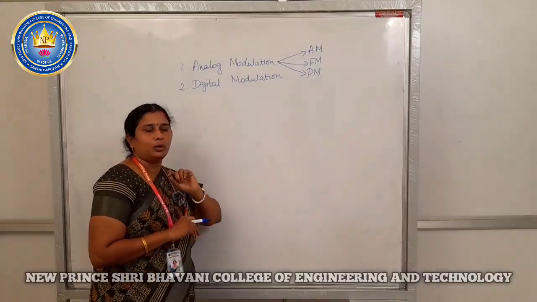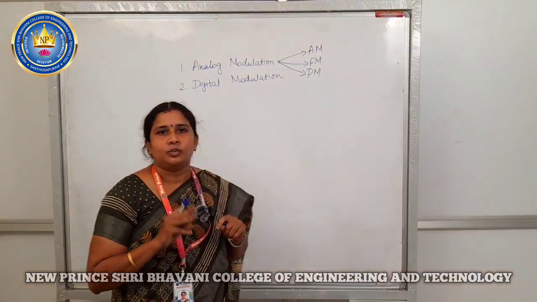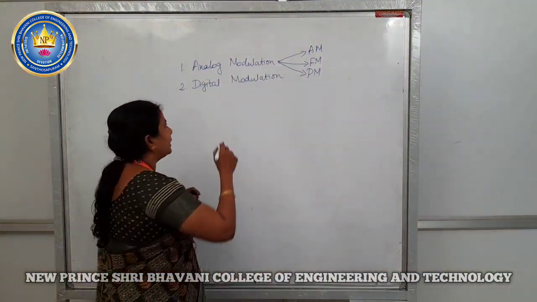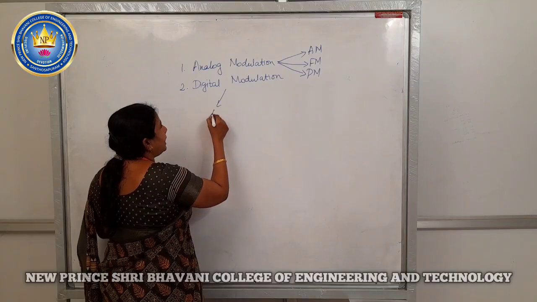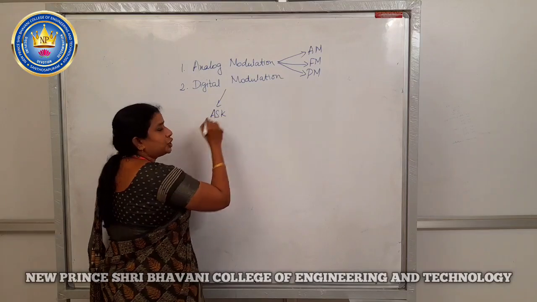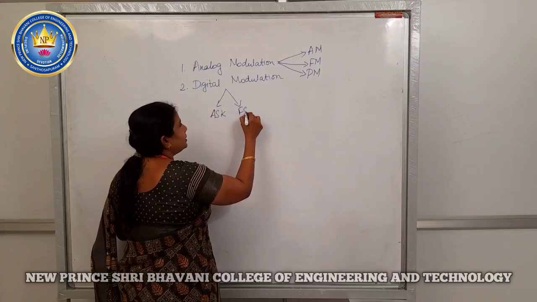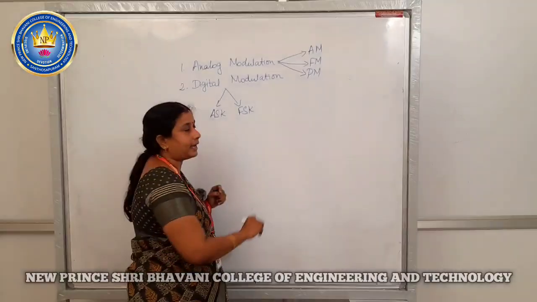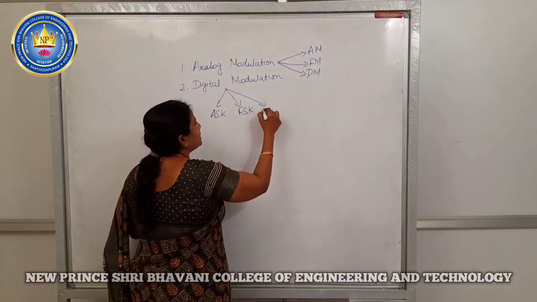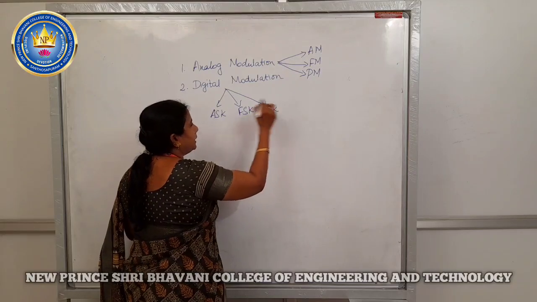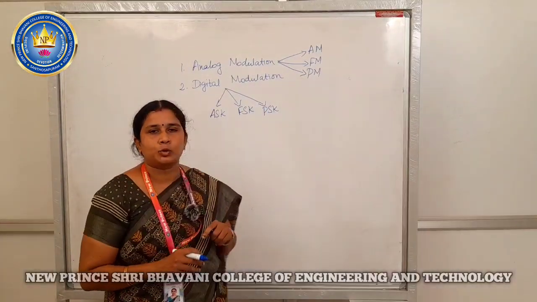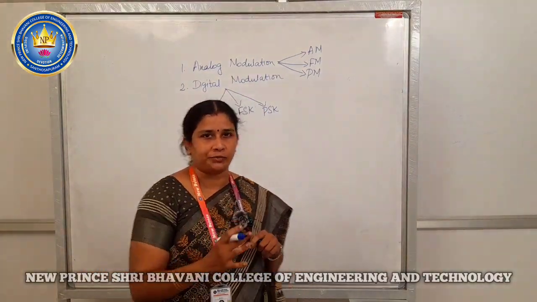But in digital modulation, there are three types of digital modulation techniques. The first one is ASK, amplitude shift keying. The second one is frequency shift keying, FSK. The third one is PSK, phase shift keying. Now we are going to see about amplitude shift keying.